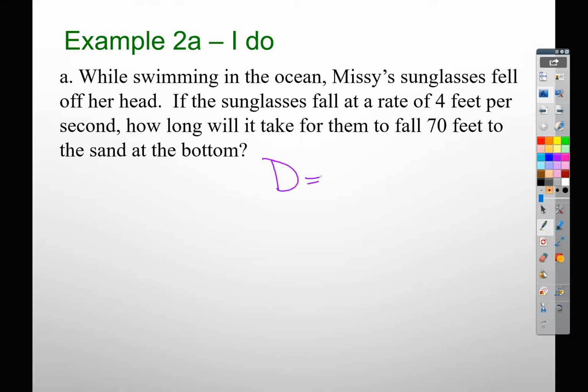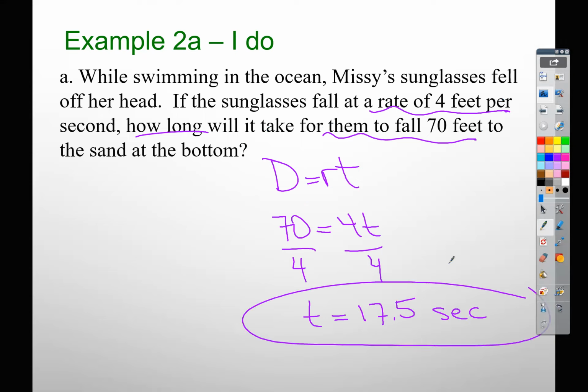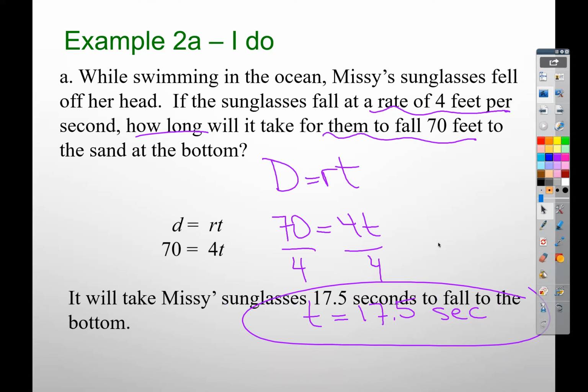Okay, so remember, distance equals rate times time, right? So how long will it take for them to fall 70 feet at a rate of 4 feet per second? And the question is how long? So we're looking for time. So you divide by 4 and you get t equals 17.5. So it'll take 17.5 seconds for her glasses to fall 70 feet to the sand at the bottom. Moral of the story, don't wear your sunglasses in the ocean. There you go.